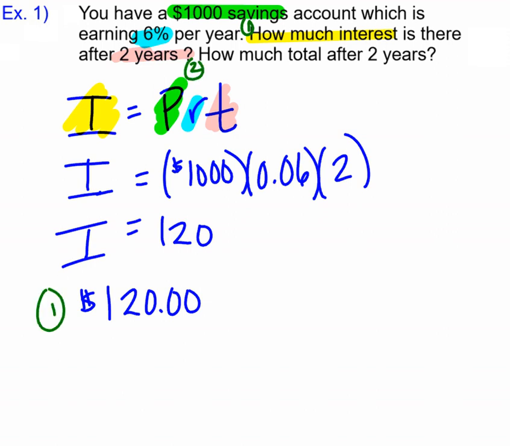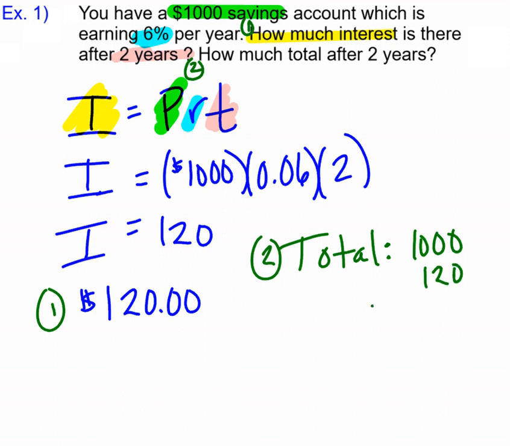Our second question says, how much total after 2 years? So how much money do we have total after 2 years? To find that, we're going to take the $1,000 that was invested and the $120 interest and add them together, and we get $1,120. So we've been able to answer both parts. Now this example number 1 is pretty typical of what you need to understand about simple interest. We're going to dive in a little bit more and make some changes on this next problem to make sure you can comprehend what can happen.